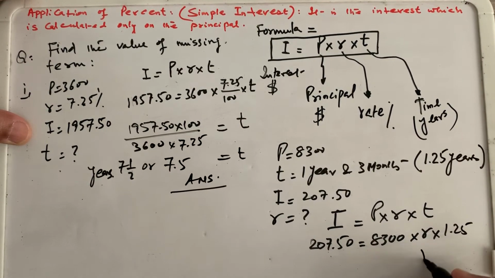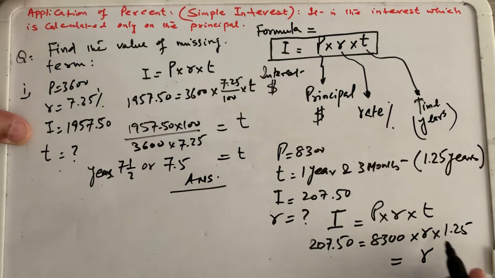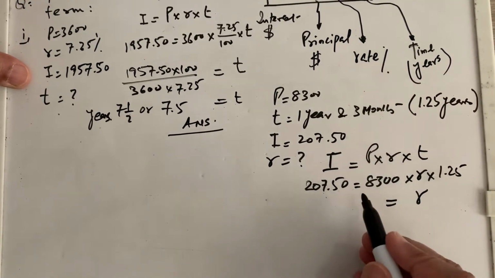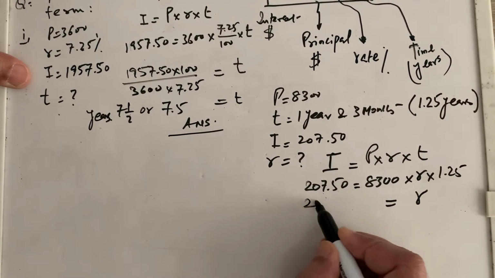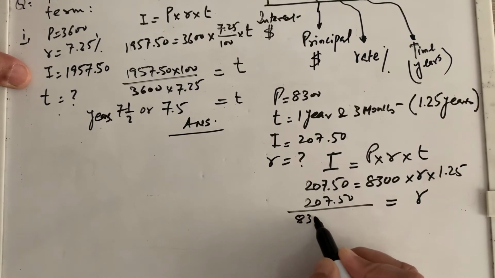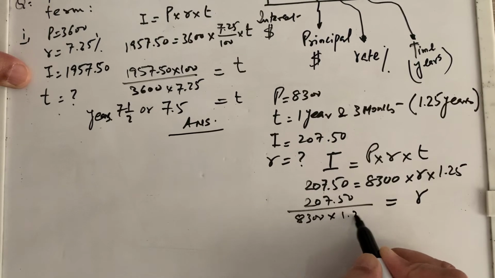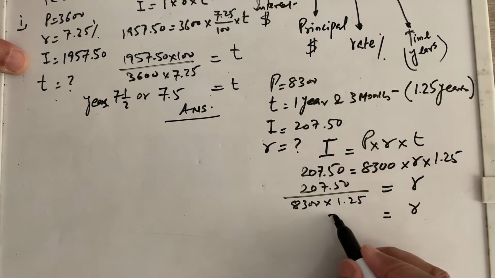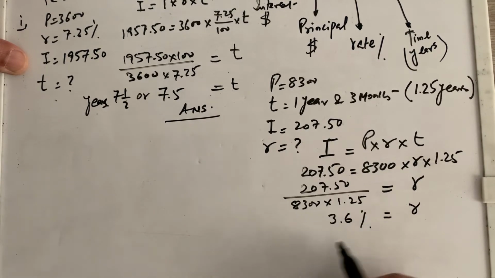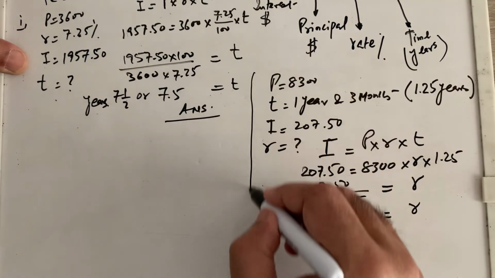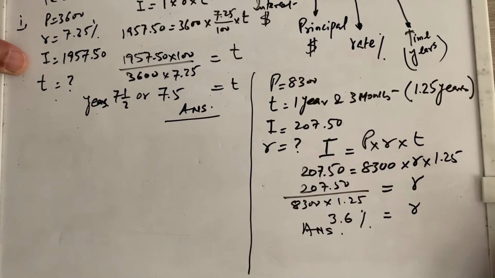Now we calculate R and isolate it. So all these things which are multiplying here with R will go to the other side of the equation and sit in the denominator. So 207.50 divided by 8,300 and divided by 1.25. If you calculate this portion, it will turn out as 3.6%, right? So this is my rate. So in these questions, whatever is the missing term, we need to calculate the missing term, right?